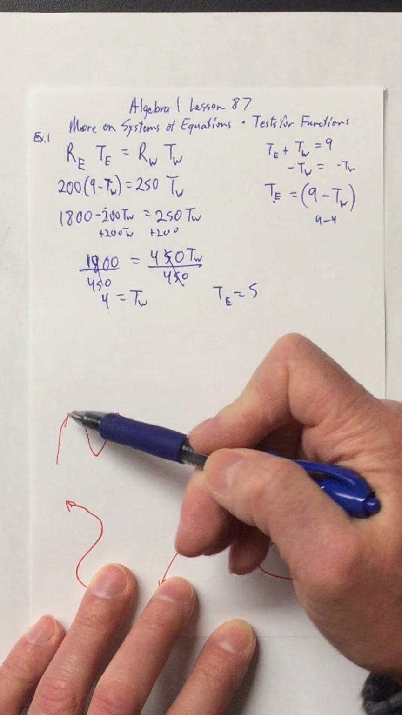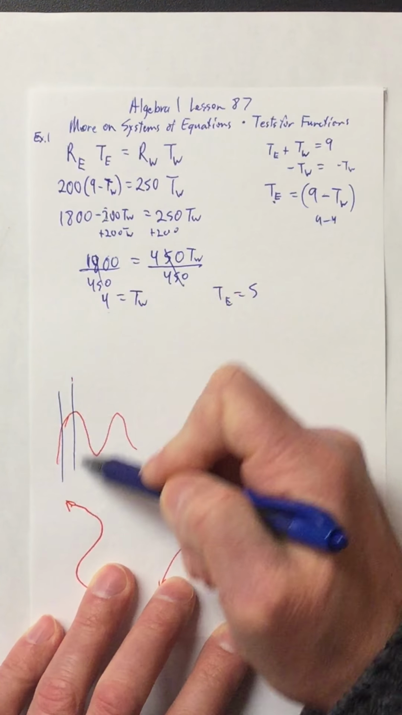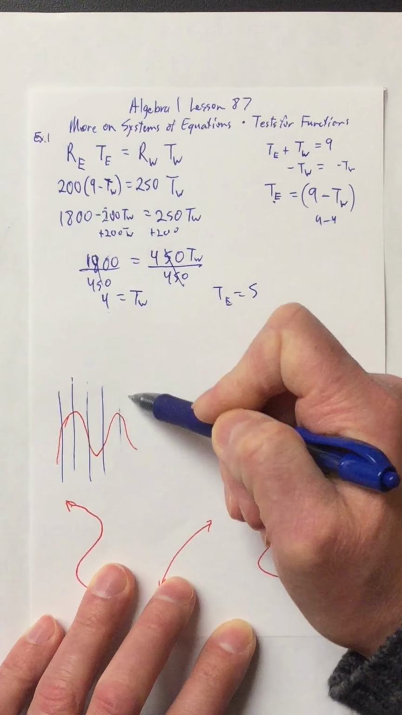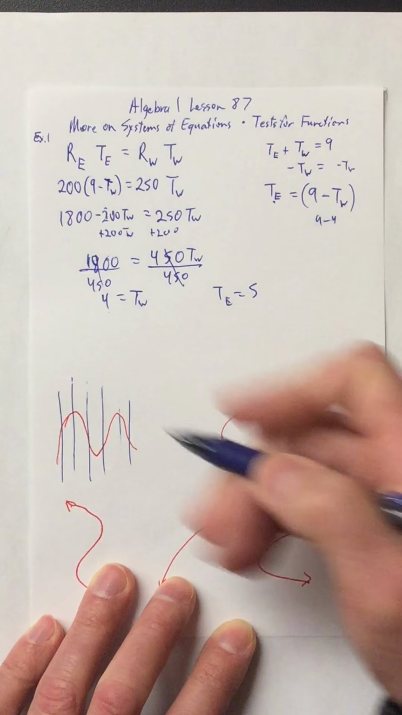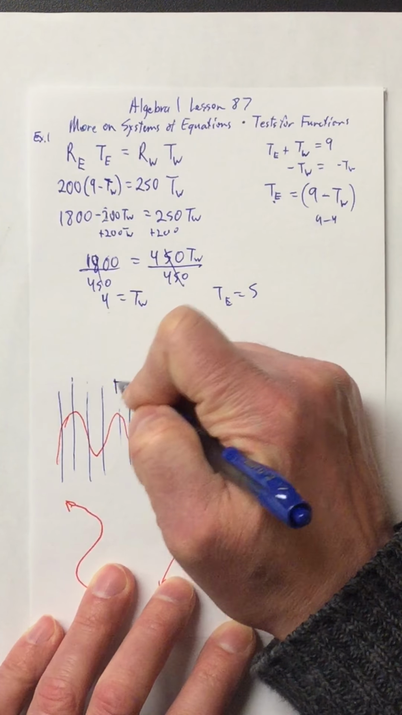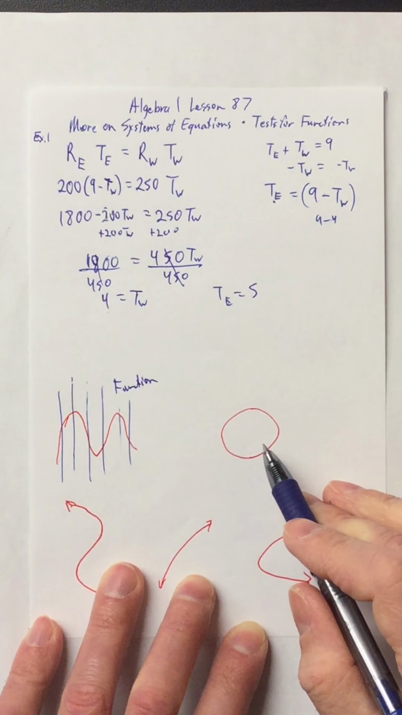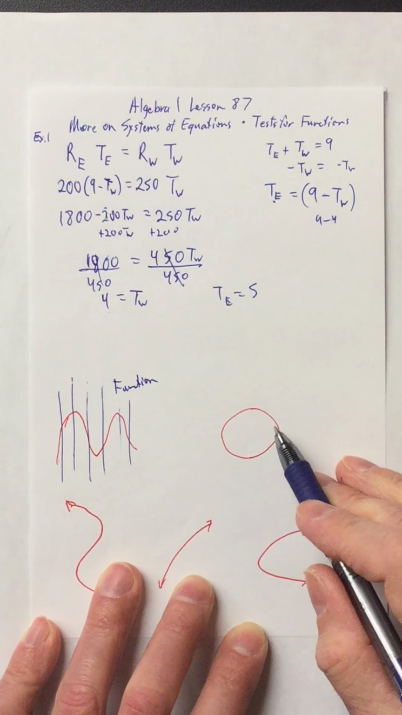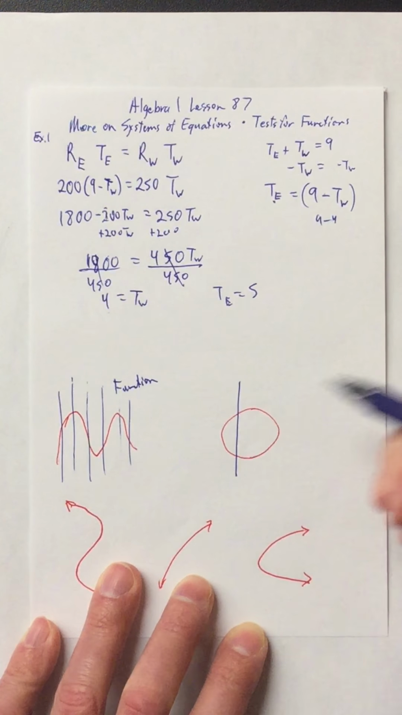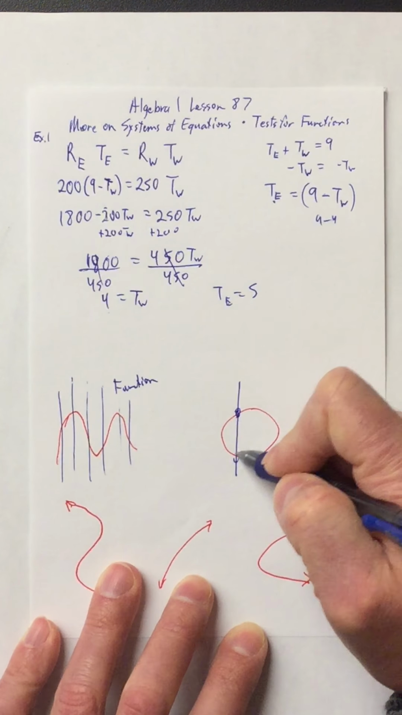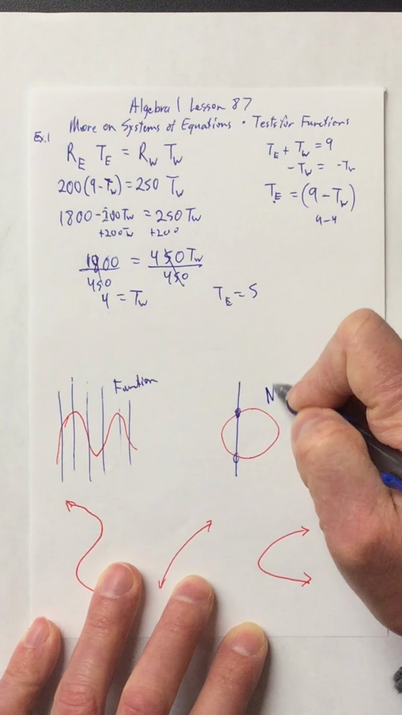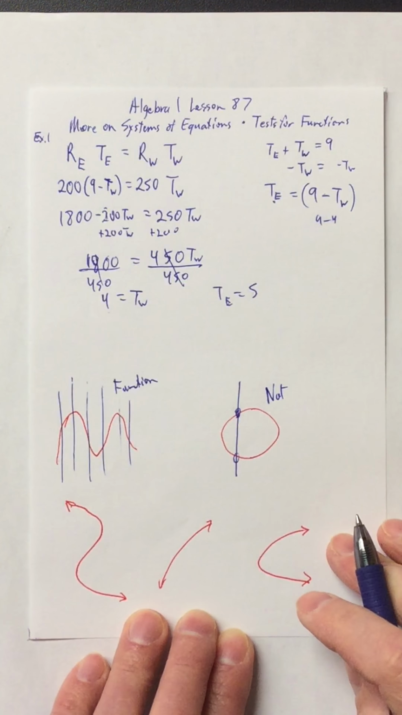So if we look at this first example here, they're illustrating that you can put vertical lines through this and they only cross one time. So this one is a function. However, in this graph over here that actually graphs a circle, if you draw a vertical line through there, it crosses at 2 points. This is not a function.